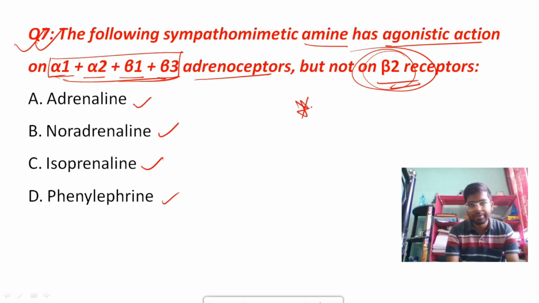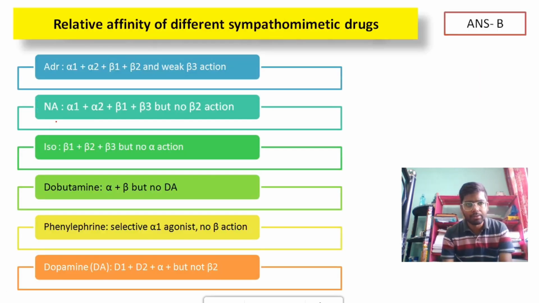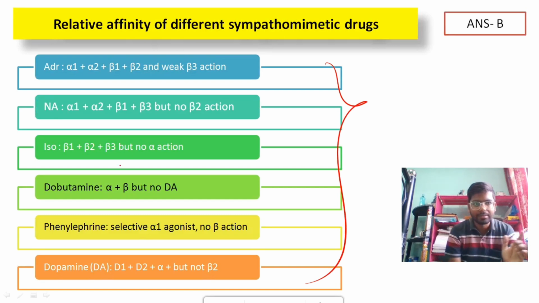See, this is a very important question, and the explanation of this question is very much important because from the explanation portion many questions can be asked or framed. Okay, so here your answer will be noradrenaline because noradrenaline has literally no action on beta 2 receptors. So let's see the points.